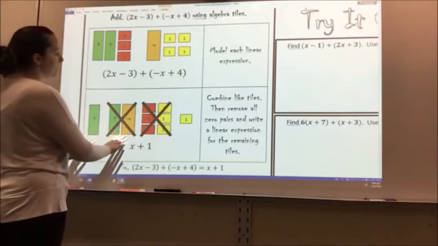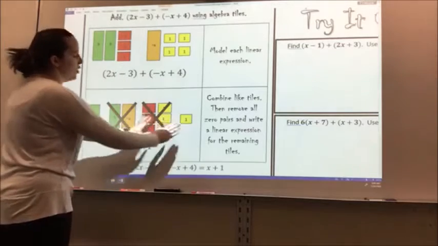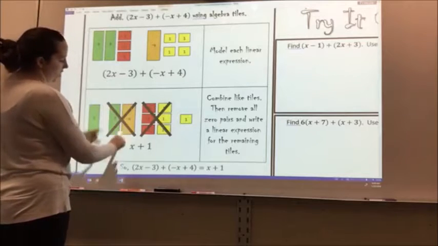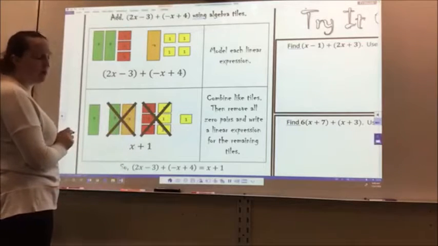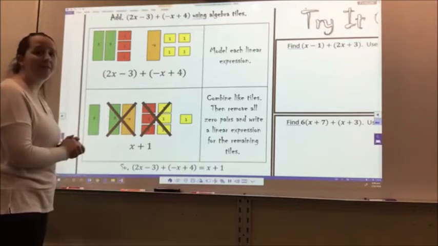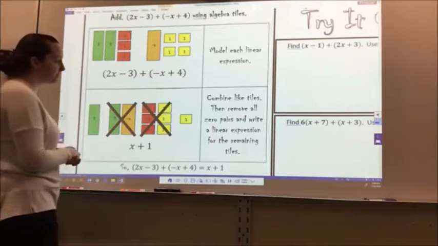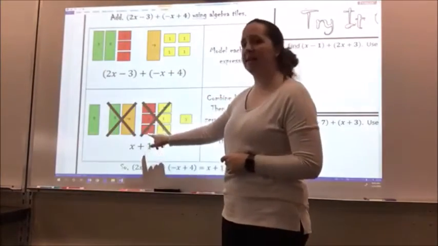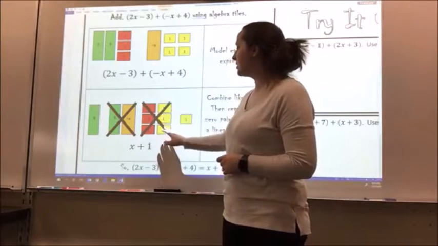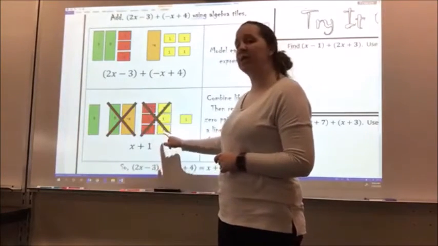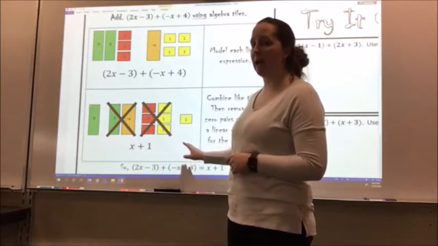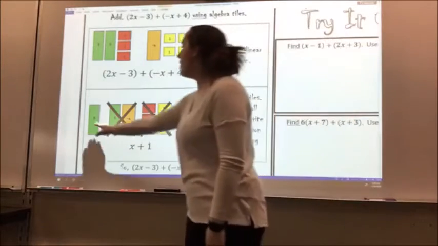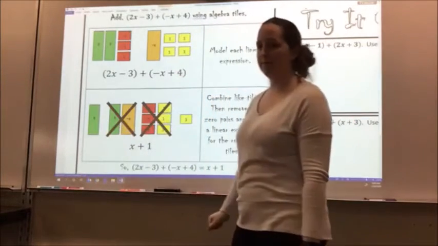So if I look down here, I rearrange them. I put all the x's together and all the constants together. Okay. So when I do that, I have 2 green and 1 orange. Well, the green and orange cancel each other out because I have a positive x and a negative x. They form a zero pair. Okay. Same thing with my constant tiles. I have 3 red tiles and 3 yellow tiles that cancel each other out. They're zero pairs of each other, and I have 1 yellow tile left. So this gives me my solution to my adding linear expressions. So I have 1 positive x plus 1.